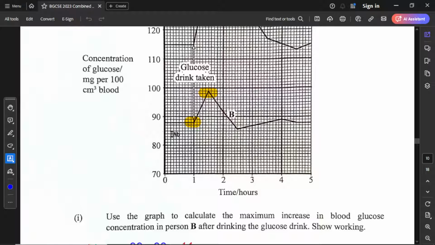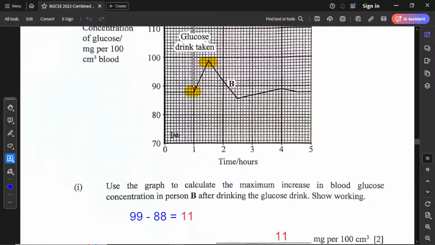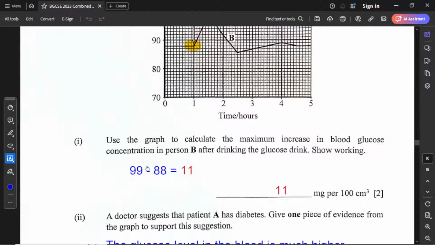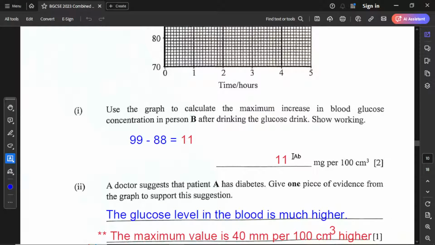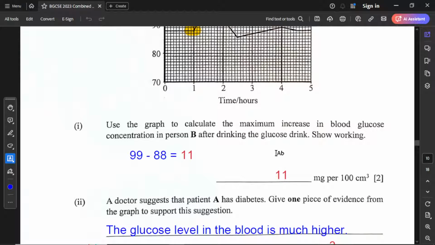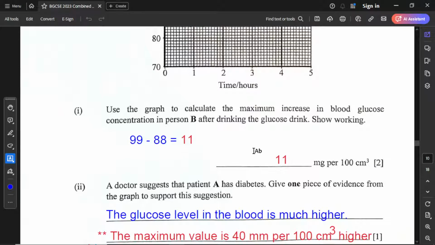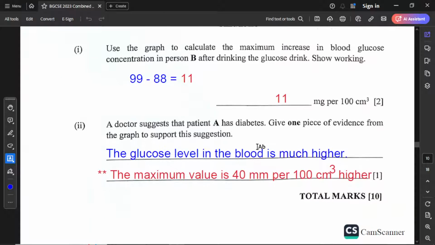Now, the thing is this, if you notice that there are 10 lines between the numbers, and so each line will be 1, all right? Because there are 10 lines. So right here we have 88, and the maximum here will be 99. So we say 99 minus 88 gives us 11. So that is 11 milligrams per 100 centimeters cubed, and that's a difference right there, or the maximum increase.